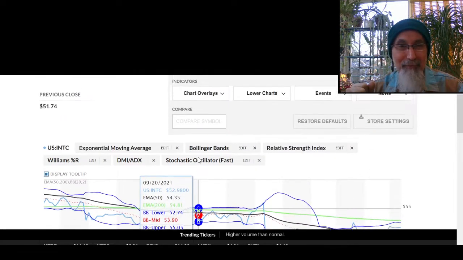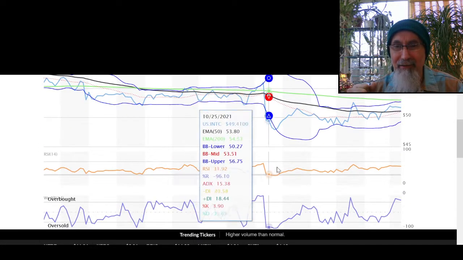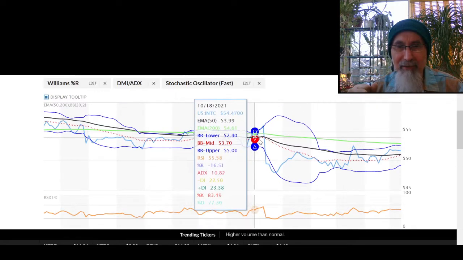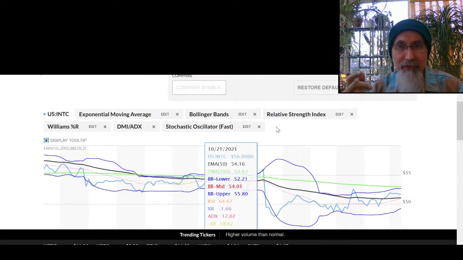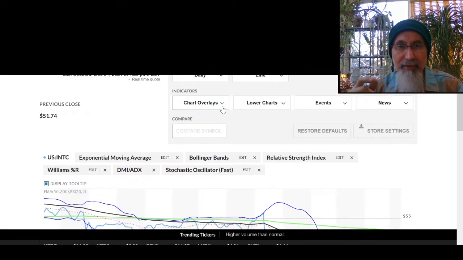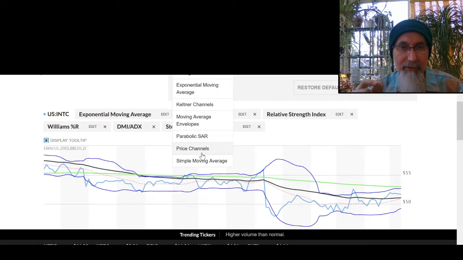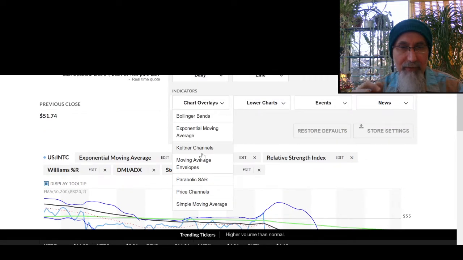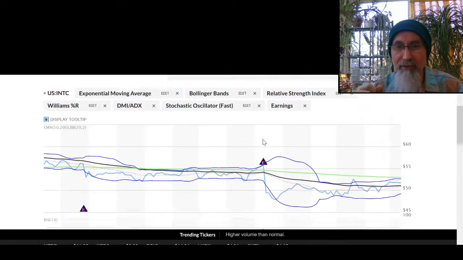So here's Intel, right? This is the 6 month chart on it. You can take a look at it. It popped above the 50-day moving average, and then most likely, if we do the earnings, you can add a new metric here. Overlay. Where's the overlay? Chart overlay. Let's see if we can put the earnings on here. Where's the earnings? Price parabolic moving average. Simple moving. Hey, where's the earnings? Events. Oh, there it is. Events. Earnings. Let's put the earnings on here.